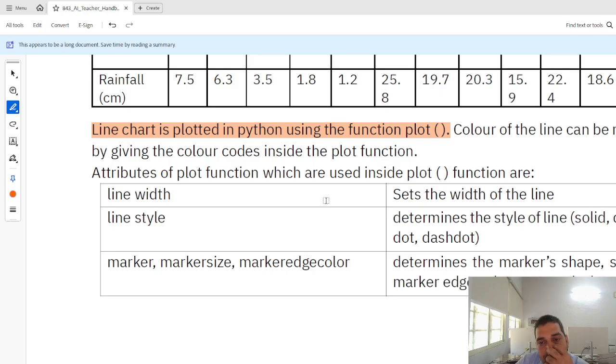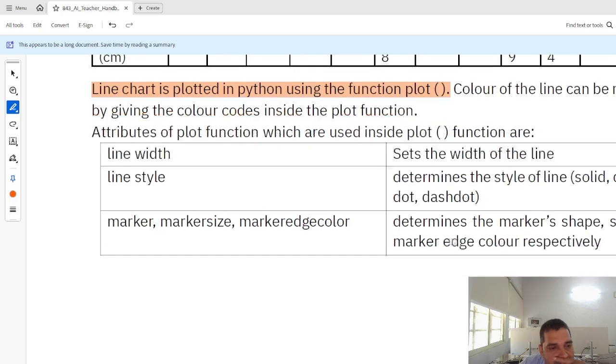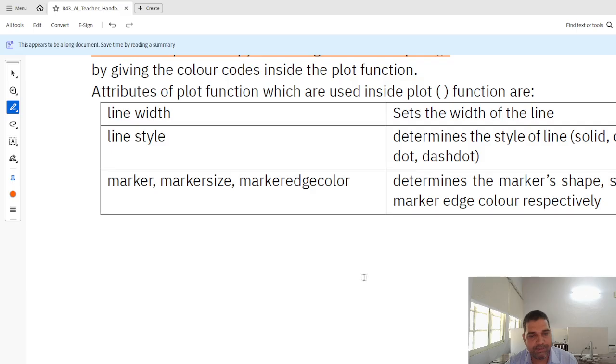So what attributes do we use inside the plot function? linewidth: you can set the width of the line in terms of pixels. You can give linestyle: solid, dashed, dotted, dash-dot. Marker: you can give markersize, markerfacecolor, markeredgecolor. These determine the marker shape, size, and marker edge color respectively.